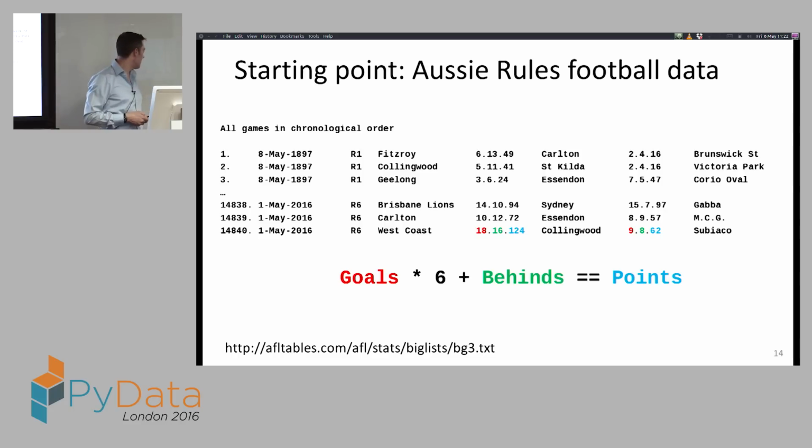So this is a set of 14,840 games. And the two teams here are shown as the home team and away team, and then this R1 to R6, these are the rounds of a competition. There's a round robin competition, and then preliminary finals, semi-finals, and a grand final.